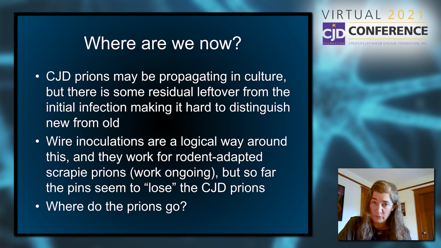When we move to wires, it makes sense because we can target a particular area, there won't be residual anywhere, and they're working quite well for our rodent-adapted scrapie. But so far, it seems like the pins themselves lose the CJD prions. As often happens in science, it's not so much that you make lemonade out of lemons, but that the question coming from an experiment sometimes leads to new questions. Our question now is, where did the prions go?